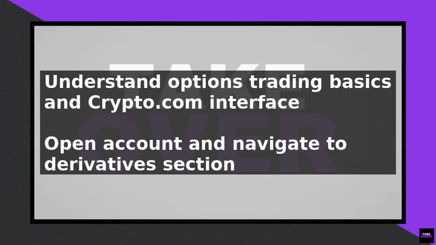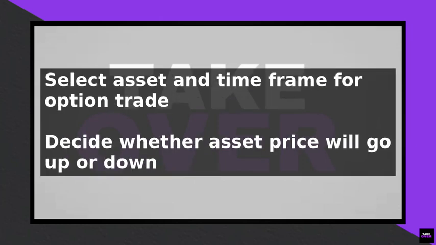Then, select the asset you want to trade, such as Bitcoin or Ethereum, and choose the time frame for your option, which can range from 1 minute to 1 week. Next, decide whether you think the price of the asset will go up or down. If you think it will go up, you buy a call option, and if you think it will go down, you buy a put option.